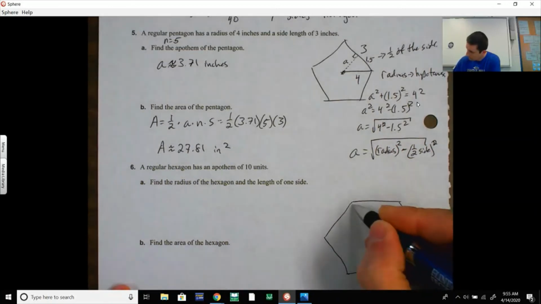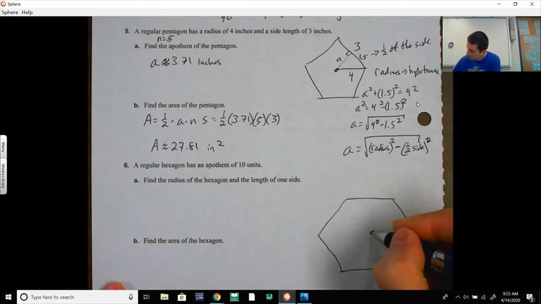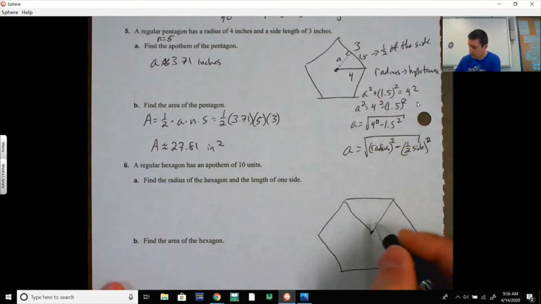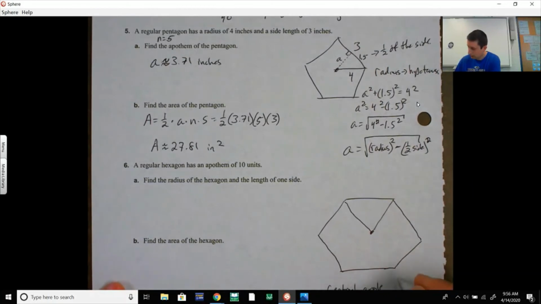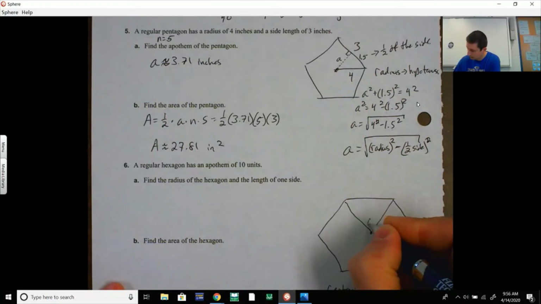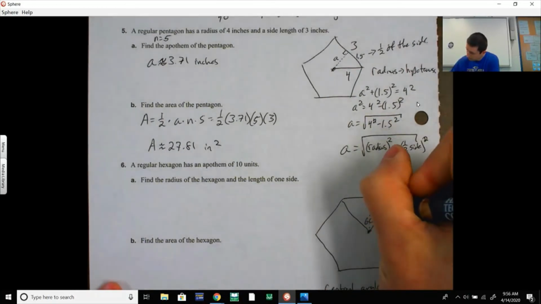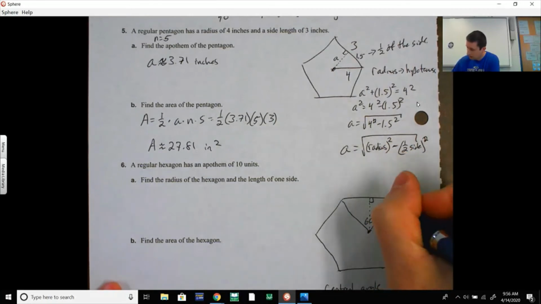Okay. So here's my center. When you draw this, remember you have 6 central angles. So a central angle is 360 divided by 6, which is going to be 60. So this is 60 degrees. But when you draw your apothem, remember you cut that in half, so now this is going to be a 30-degree angle.